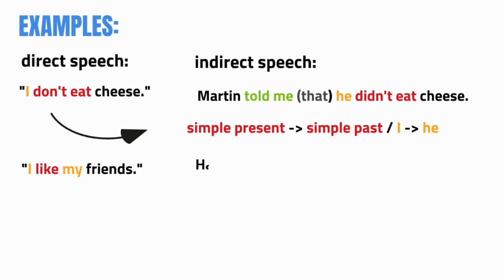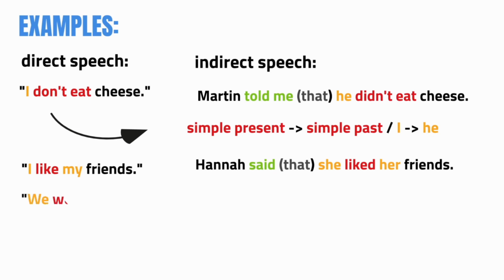I like my friends. Then this sentence transforms into Hannah said, that's the introduction, that she liked her friends. As I turns into she, like simple present turns into liked simple past, and my friends turns into her friends.